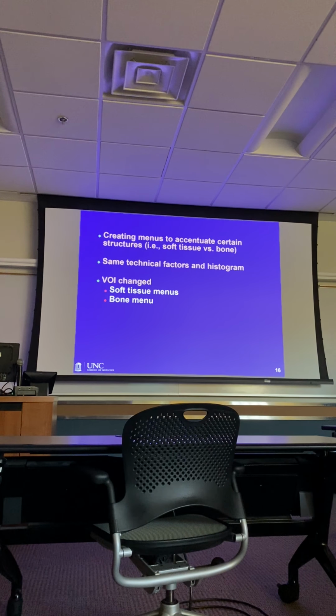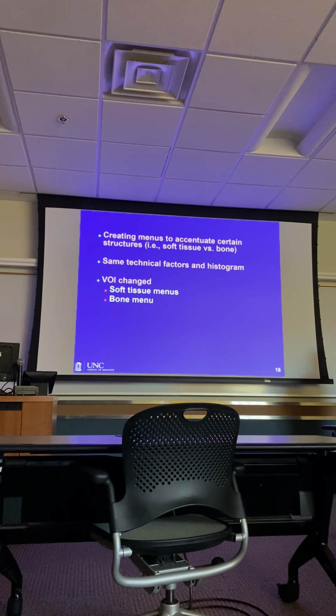You're not changing your technical factors, because normally when we would do a soft tissue neck, we'd have to cut way back on the kVp so that we would get a lot of absorption by the soft tissue. And then if we wanted to accentuate the bone, we'd have to make a second exposure using a higher kVp to see the bone. But now you can do this just by changing the processing menu.